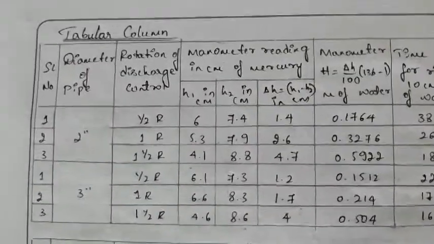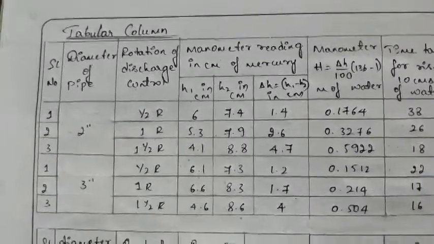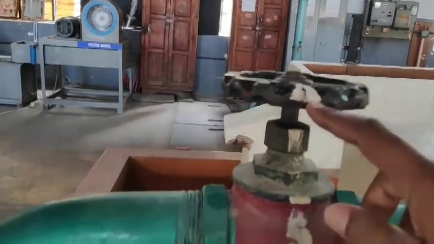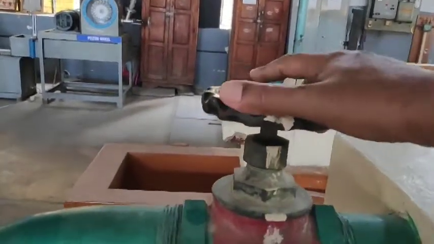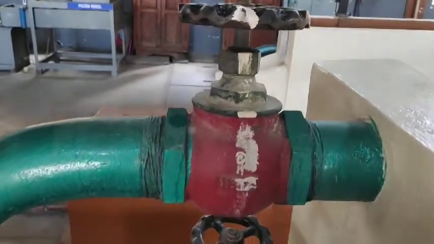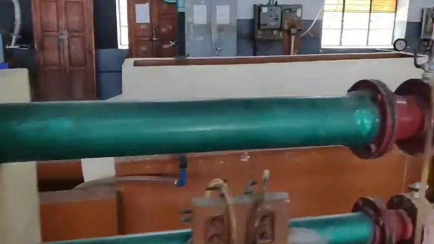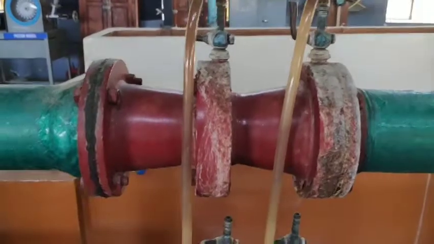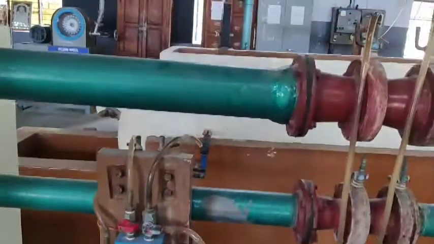Various trials can be conducted by varying the amount of flow by using these valves. These valves are marked with paint here. You can rotate it by half revolution, 1.5 revolutions, and maybe 2.5 revolutions to vary the amount of flow. Right now the valve is closed, no flow, and therefore the pressure head at the throat and at the convergent section is the same, and the mercury level shows equal.